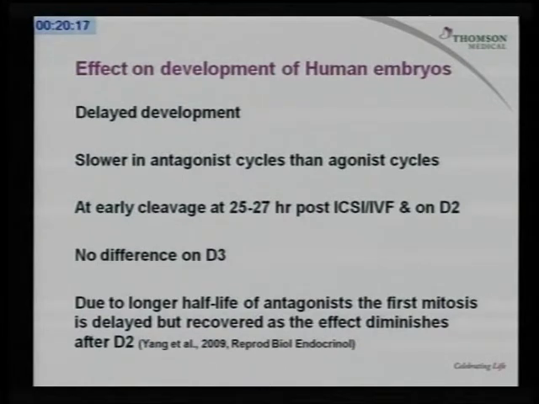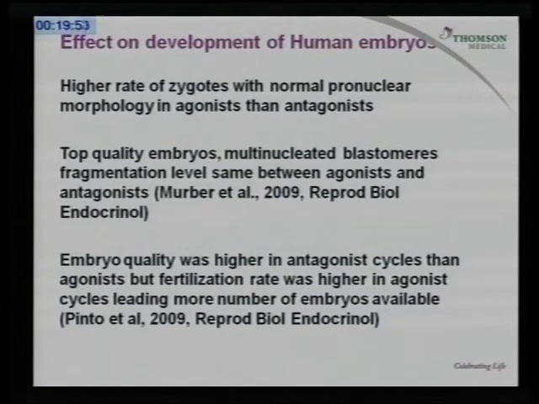This is explained like this. Antagonists have a longer half-life, so the effect is there until the first mitosis occurs in the embryos. But the effect of the antagonist subsides after day 2, so by day 3 the embryos are actually becoming normal. So at the end of the day, when you look at the cleavage rate, pregnancy rate and implantation rate, there's no difference.